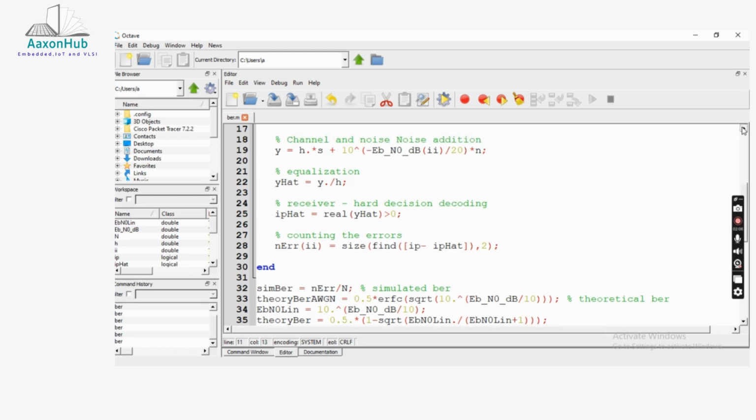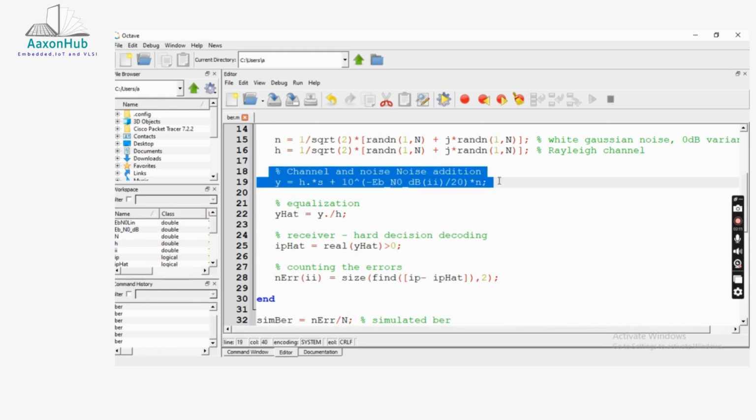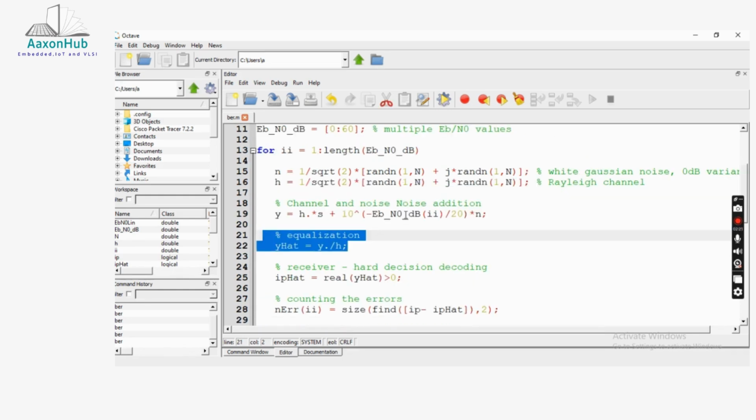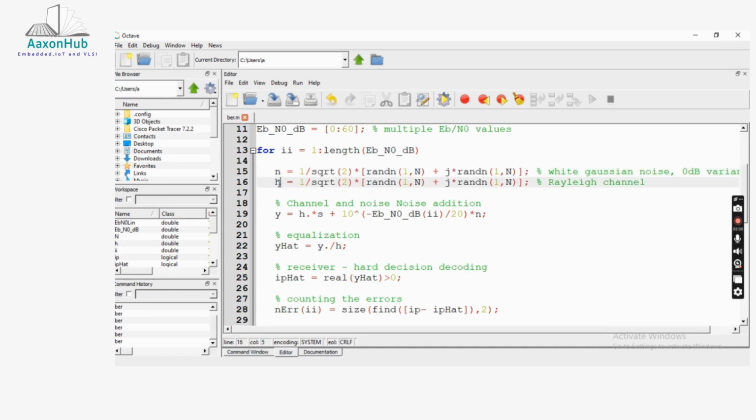So in the BER calculation, the channel noise addition and cancellation can be utilized by means of the equation y equals the product of h and s, which is later equalized. And the noise equation for the white noise as well as the Rayleigh channel is put forth as n and h, as per the equation. Once we simulate this, we will be able to compare three BER results: additive white Gaussian noise, Rayleigh, and the theoretical BER values.